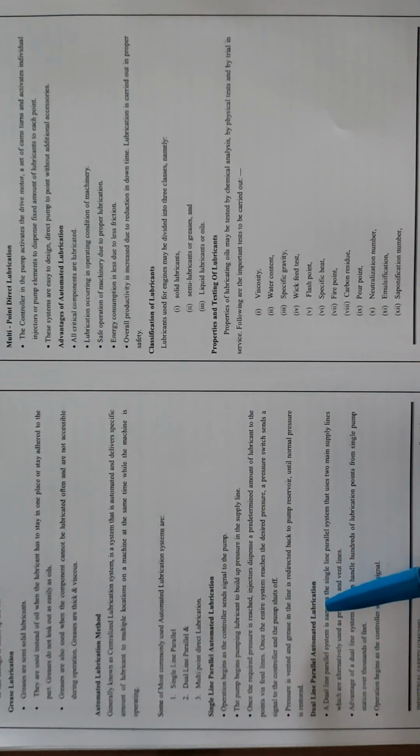Dual line parallel automated lubrication. A dual line parallel system is the same as the single line parallel system, but uses two main supply lines which are alternately used as pressure and vent lines. The advantage of the dual line system is that it can handle hundreds of lubrication points from a single pump station over thousands of feet. Operation begins as the controller sends the signal.